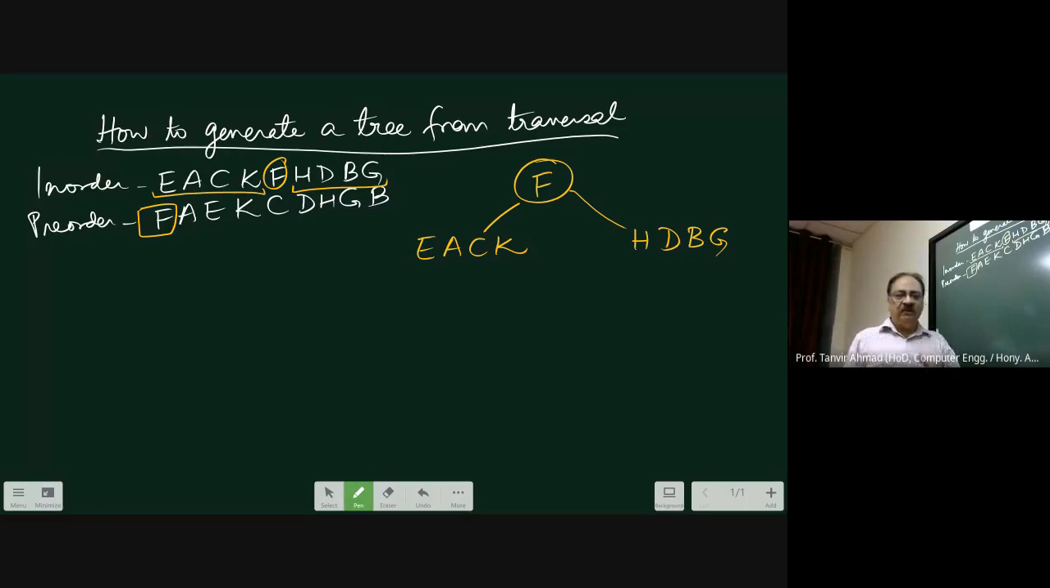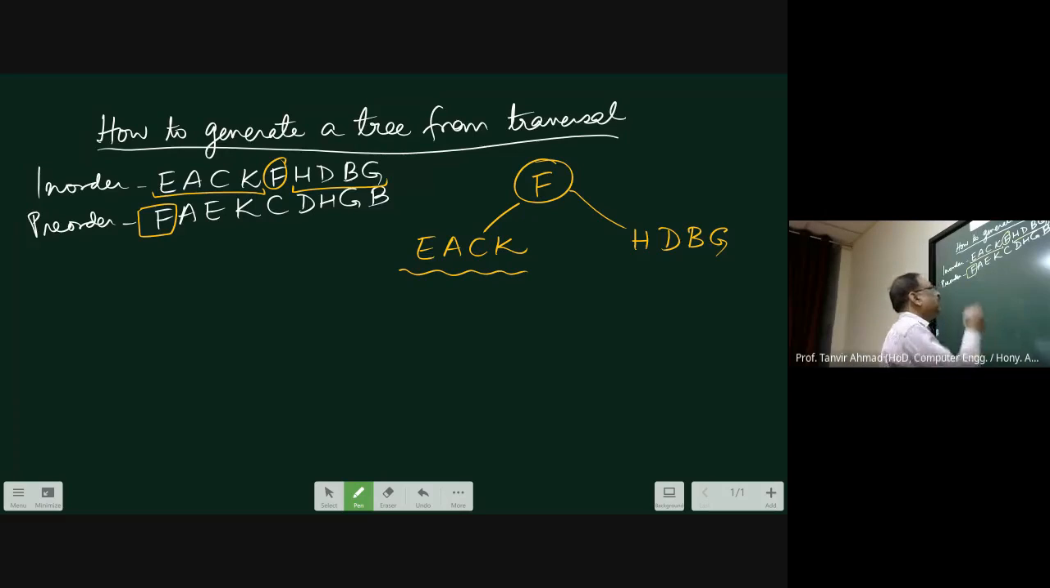Why? Because if F is in the middle, all the nodes before that will be in the left of F, and all the nodes after F will be in the right of F. Why? Because you have left, root and right. Now if F is the root, all the nodes before that are on the left-hand side. Now if I get E, A, C, K, I cannot say which is the root over here. For that root, I have to check the pre-order.